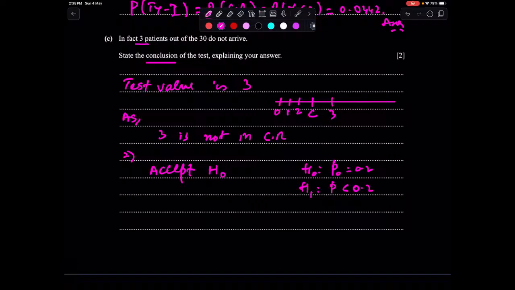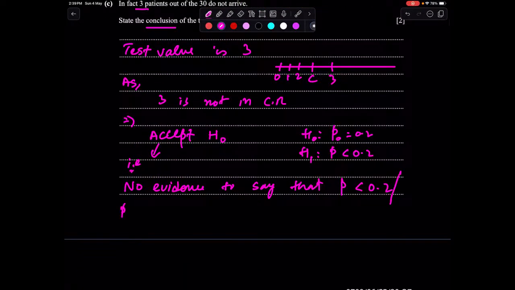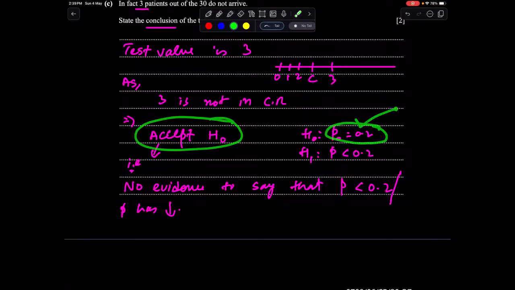There are two ways. I'm writing both. No evidence except H0 means no evidence to say that P is less than 0.2 or P has decreased, you can say, or P has decreased. The other way, you can say accepting H0 means evidence that P is 0.2. You have both the ways.